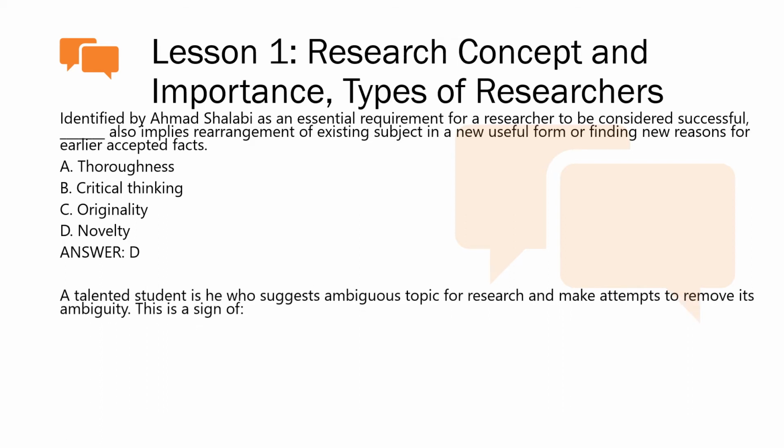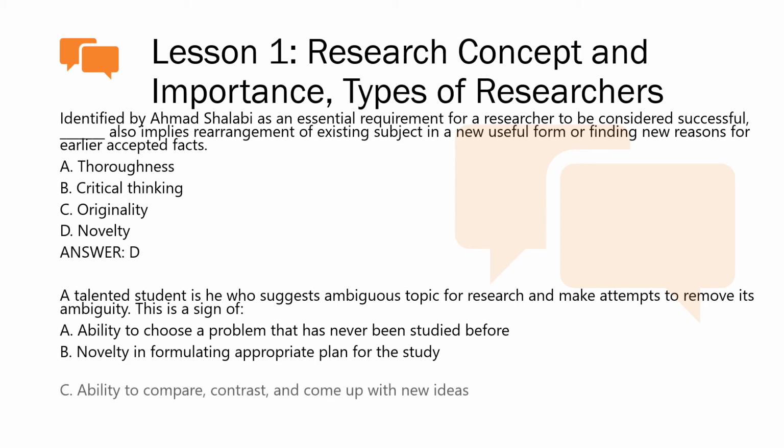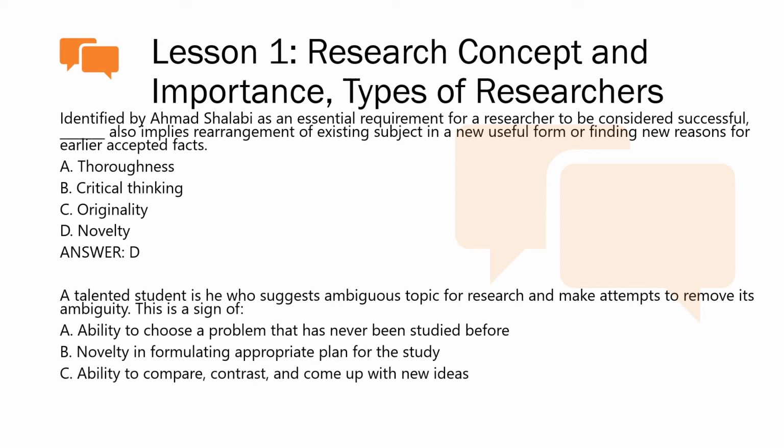Question: a talented student is he who suggests ambiguous topic for research and makes attempts to remove its ambiguity. This is a sign of A. Ability to choose a problem that has never been studied before. B. Novelty in formulating appropriate plan for the study. C. Ability to compare, contrast, and come up with new ideas. And D. None of the above. Answer: A. Ability to choose a problem that has never been studied before.